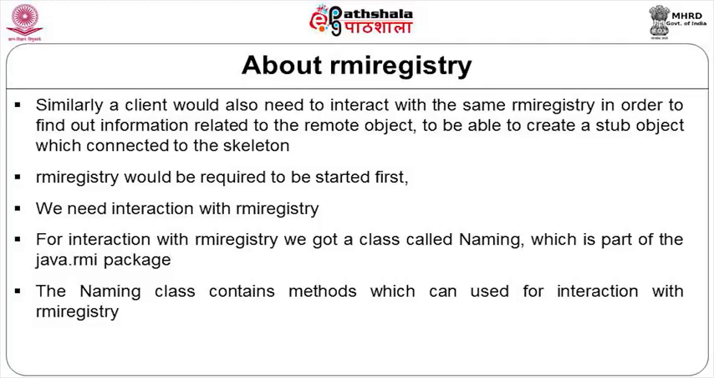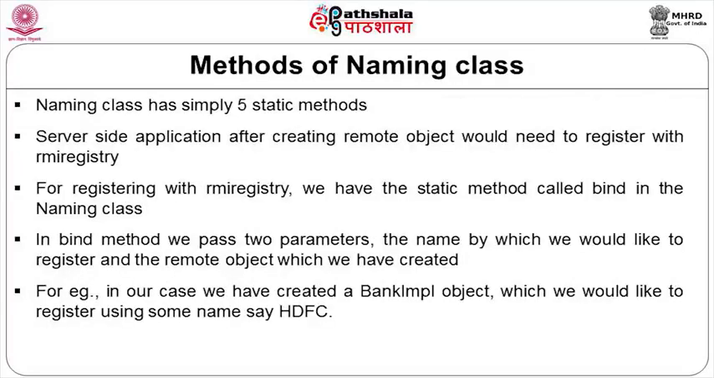Now for interaction with the rmiregistry, we have a class which is part of the java.rmi package. We have a class called Naming. The Naming class contains methods which can be used by a server for interaction with rmiregistry. The Naming class has simply 5 static methods. There are only 5 static methods in the Naming class.